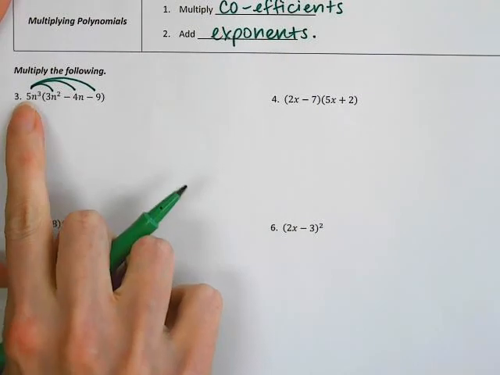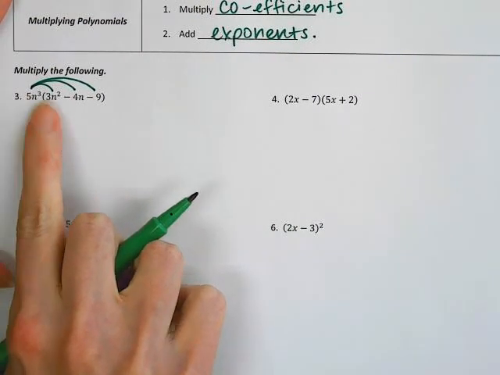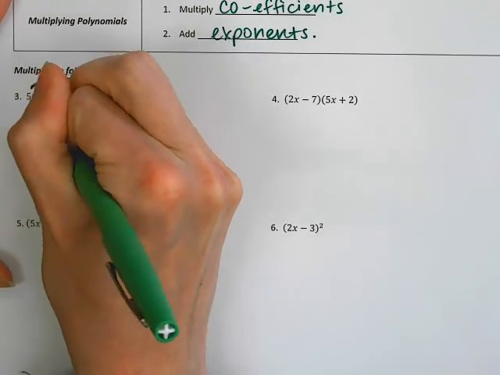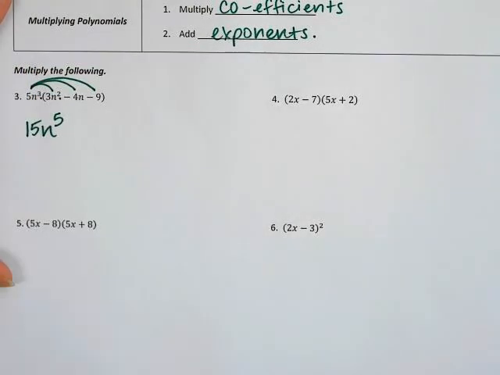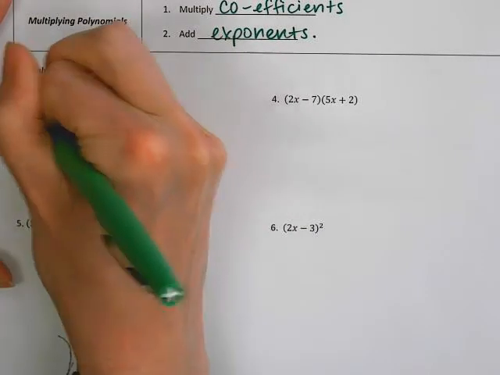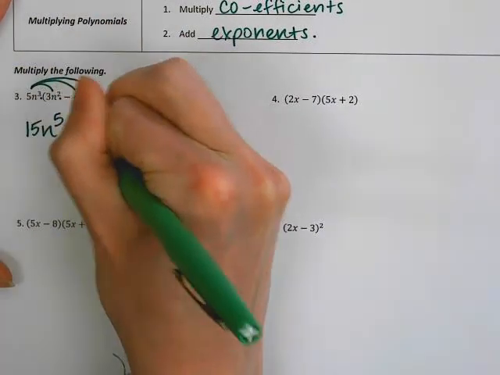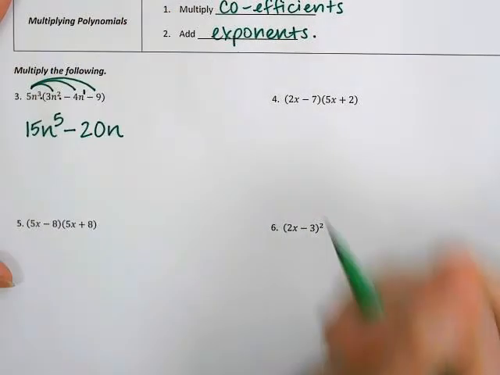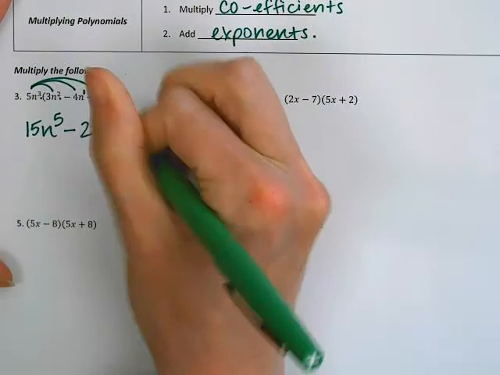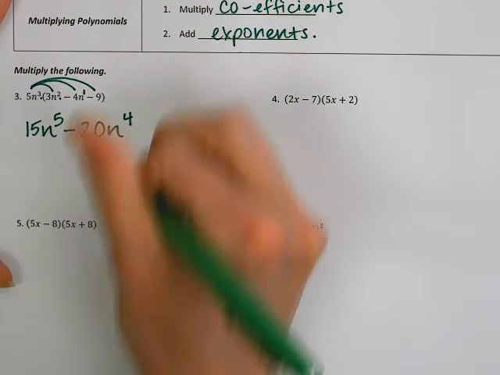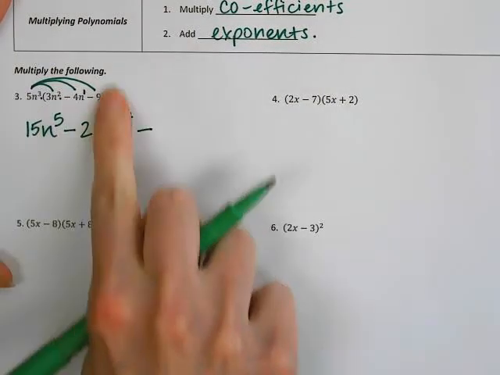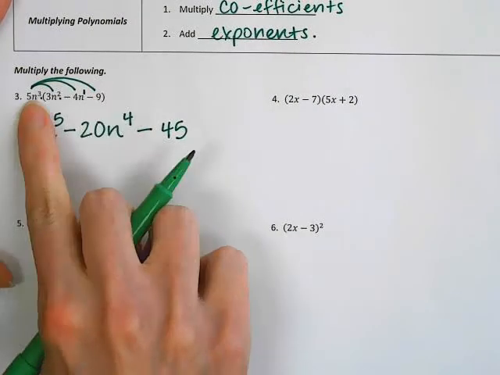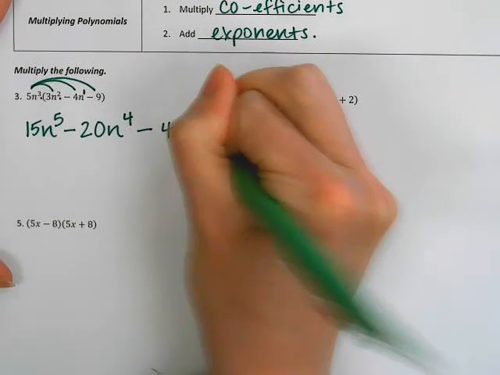So we multiply the coefficients. 5 times 3 is 15, and we add the powers. And then minus. Multiply the coefficients to get 20. Add the powers. Remember, there's a secret 1, so 3 plus 1 is 4. And then minus. Multiply the coefficients. And there's no powers to add, so it just stays n to the third.